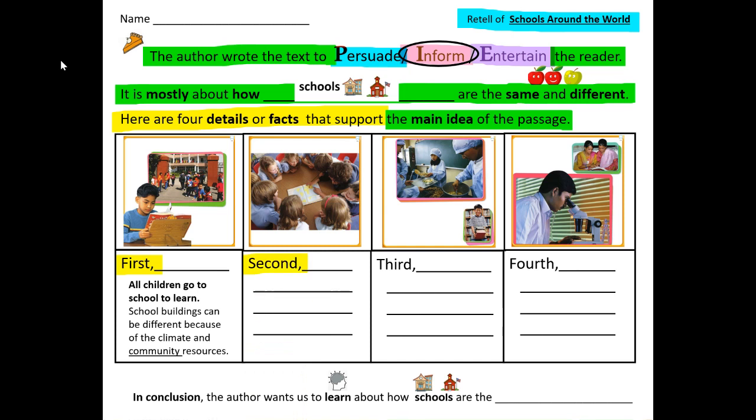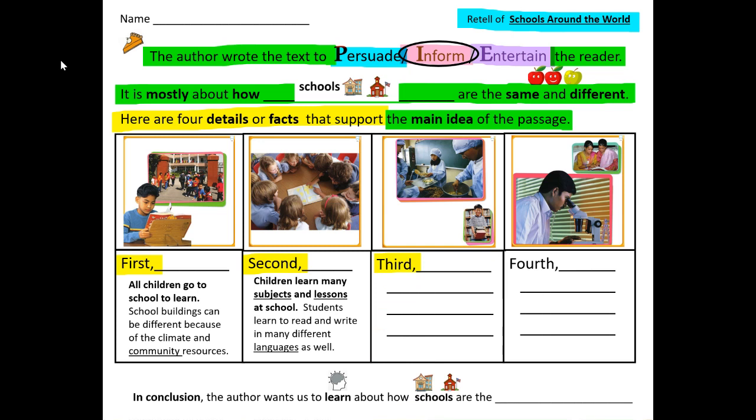Second, what do children do in school? Second, children learn many subjects and lessons at school. Students learn to read and write in many different languages as well.